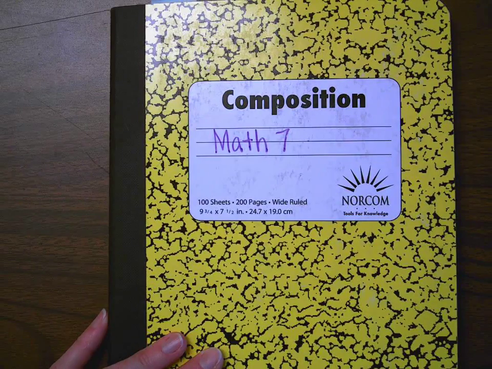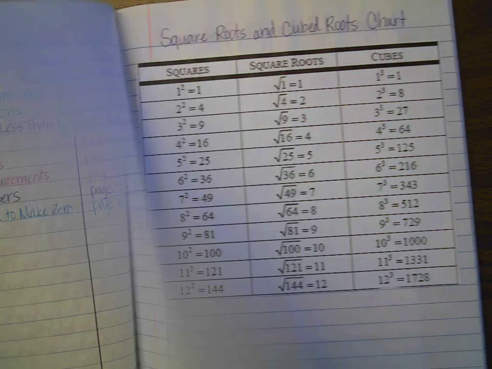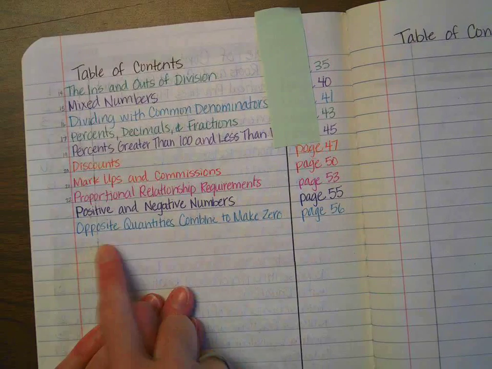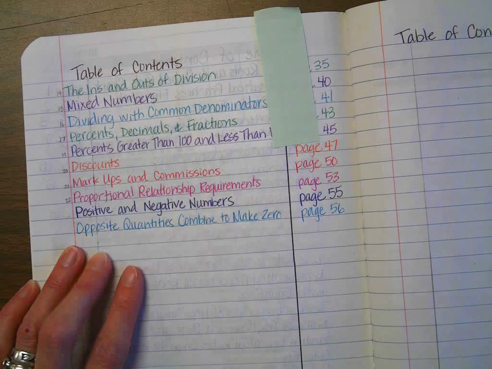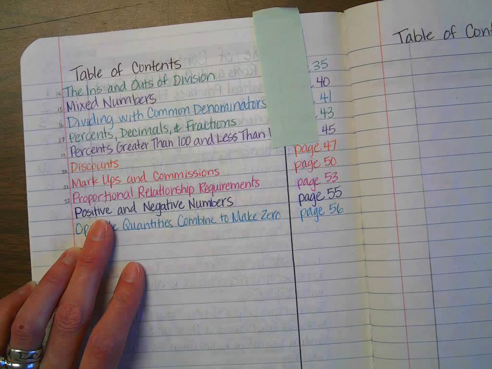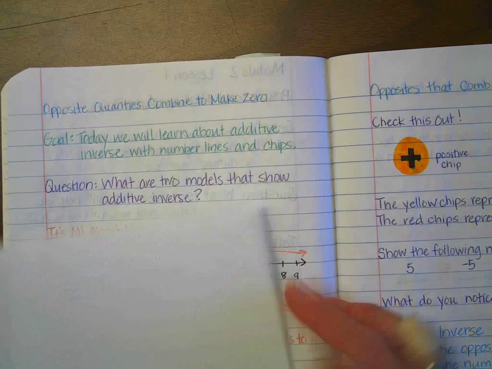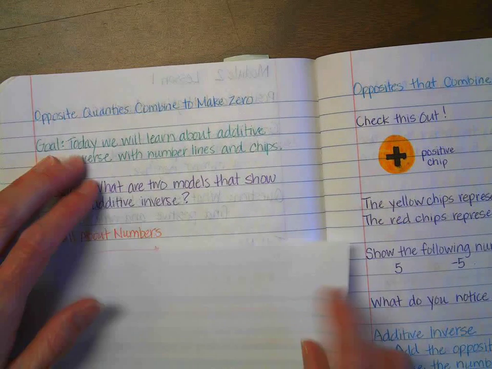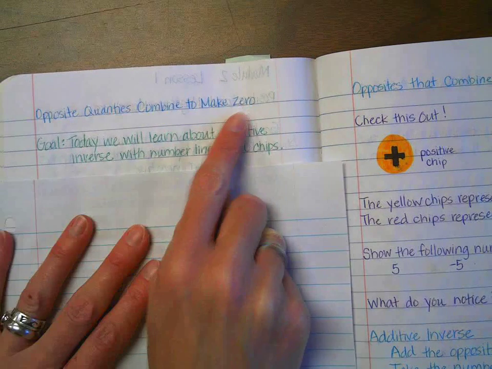Hello, Math 7 students. We are now beginning our second video in Module 2, and that video is called Opposite Quantities Combine to Make Zero. We can find that on page 56 in my comp book, so we will turn to that page right now. Opposite quantities combine to make zero.